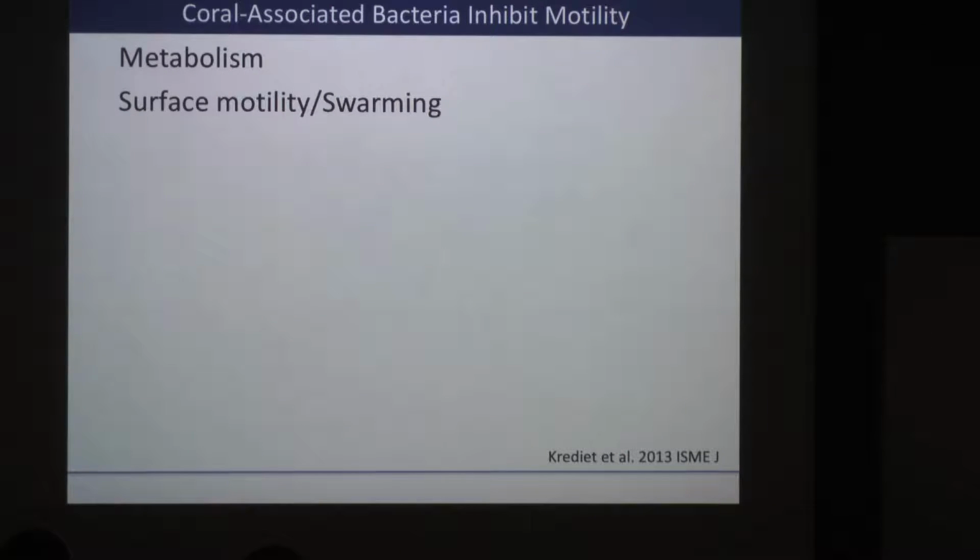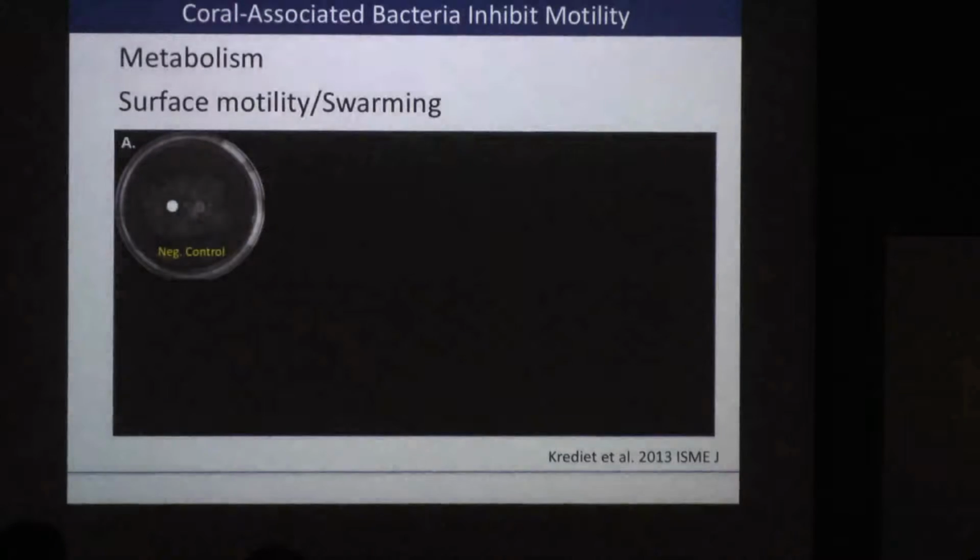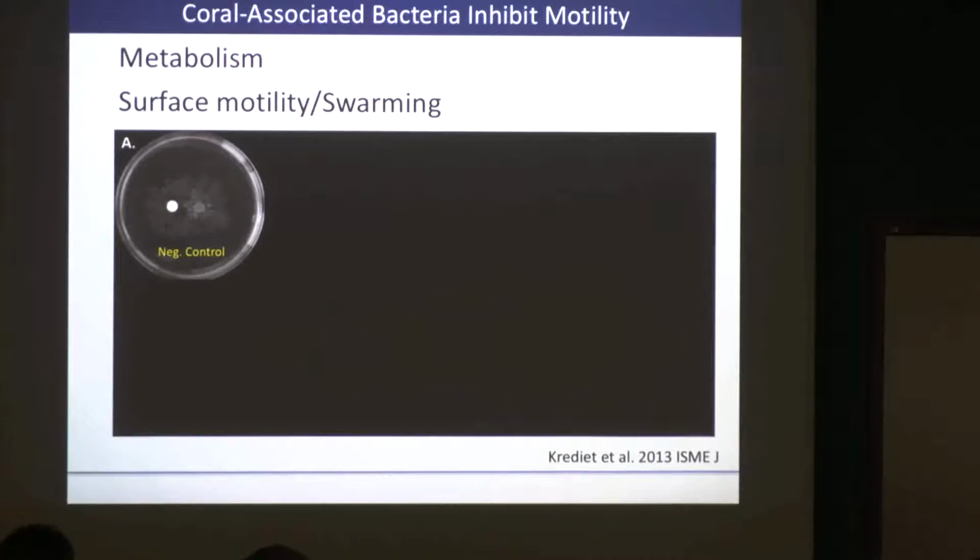And so we've got indication now that these coral-associated bacteria can alter the metabolism of the pathogen, can alter some of the surface motility. And so we wanted to see if this was true for other organisms, or that swimming and surface swarming were important for establishment and ultimate virulence. So we wanted to go back to our library of coral-associated bacteria to see if they had the ability to not only affect the metabolism, but also affect swarming motility.